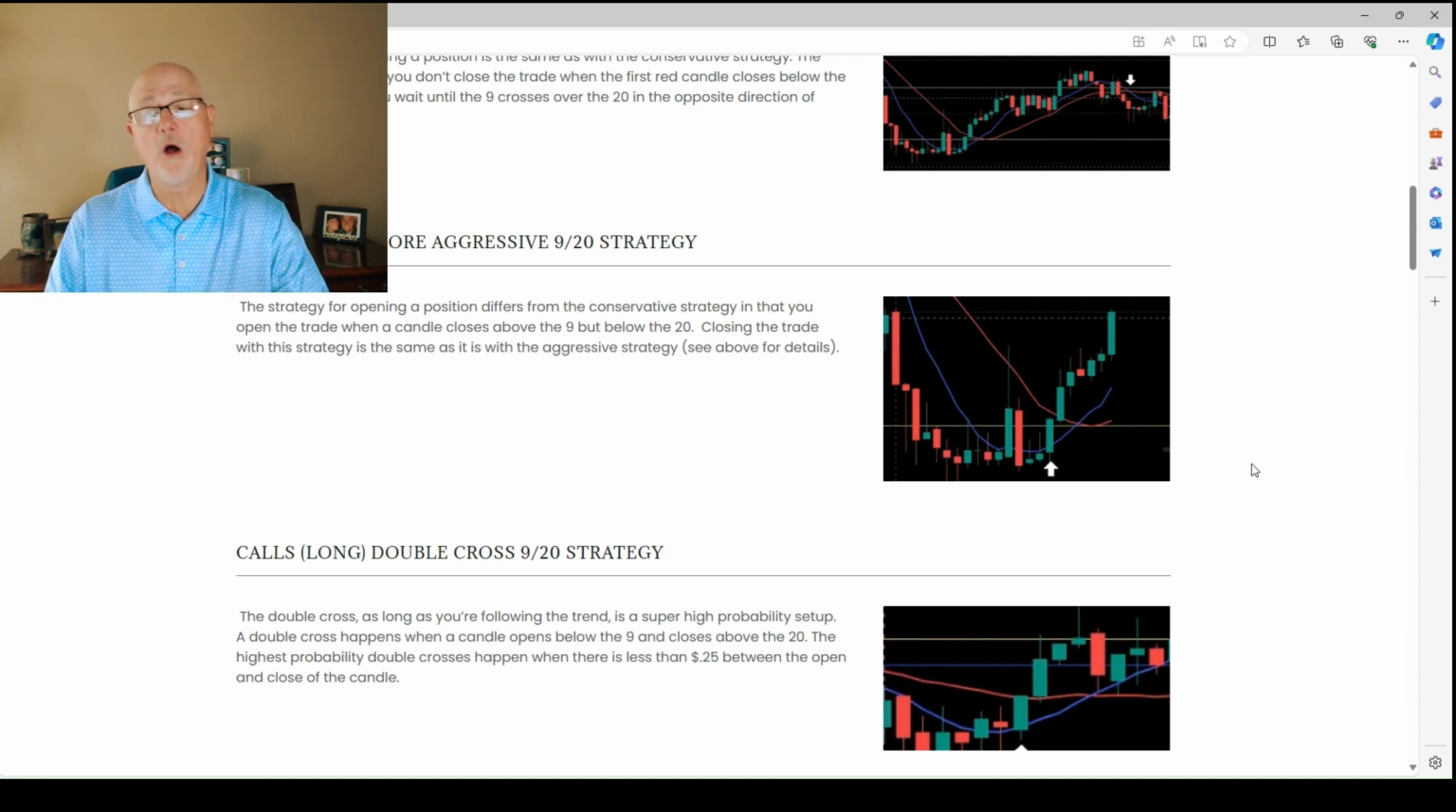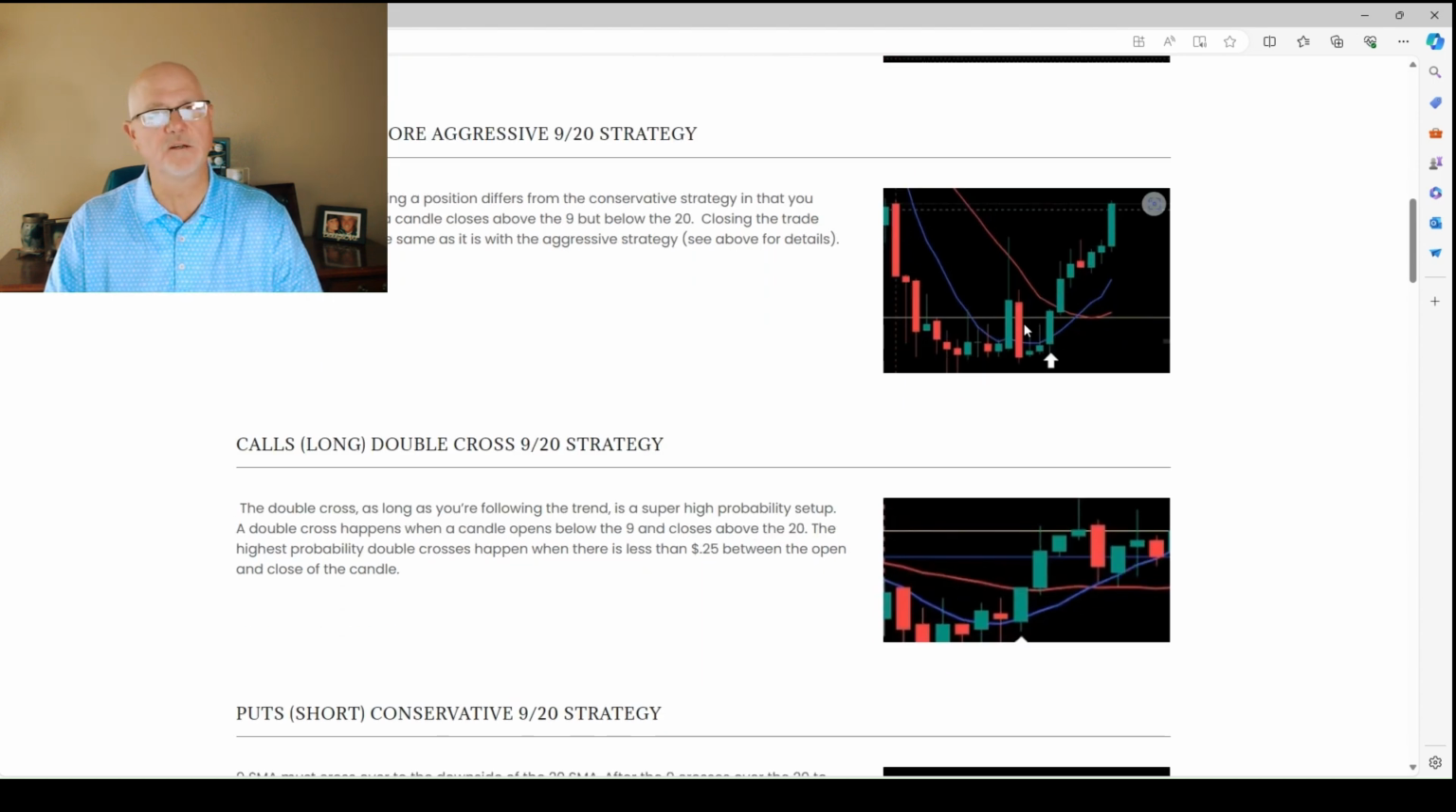Okay, now calls long, and again, this is called the fishtail. So if you're in my live group and you hear folks talking about the fishtail, it is the space between the 9 and the 20. That's all it is, folks. So don't get confused and think it's something that it's not. It's just a space because every now and again, it looks kind of like the tail of a fish, hence fishtail.